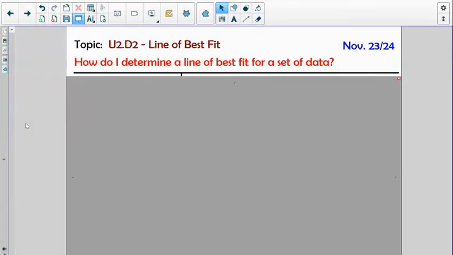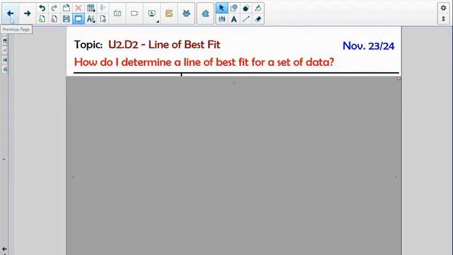Today is day 2, and our lesson topic is line of best fit. Go ahead and take a minute to set up your Cornell notes, and feel free to pause whenever you need to. How do I determine a line of best fit for a set of data?